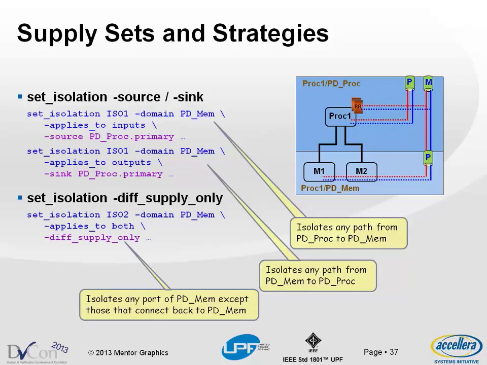And then I can also handle the case where I've got a path that goes through a domain and then comes back into this domain. For example, if I have a signal that goes from M1 to proc1 into M2, but there's no logic in here, I don't really want isolation on it because it's just coming back to the same power domain. So there's a diff supply only option as well, which says look at the supplies, the driving and receiving supplies, and only if the driving and receiving supplies are different should we put isolation in here. So these are some of the ways in which supply sets have affected some of the other commands in order to give us more flexibility and make us able to model things more precisely.